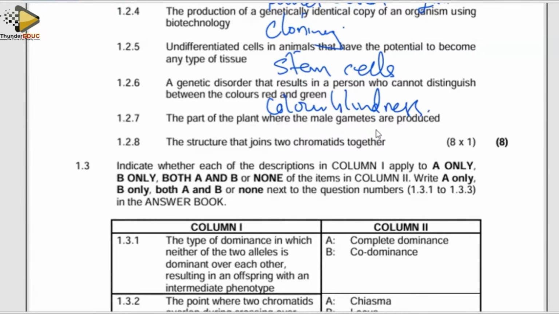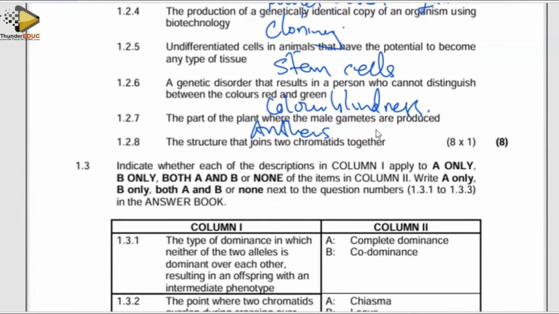The part of a plant where male gametes are produced. Remember, we call them anthers. Anthers. I don't want to go to the distinction material book to show each and everything because it will take a lot of time, but I think you know what I'm talking about.